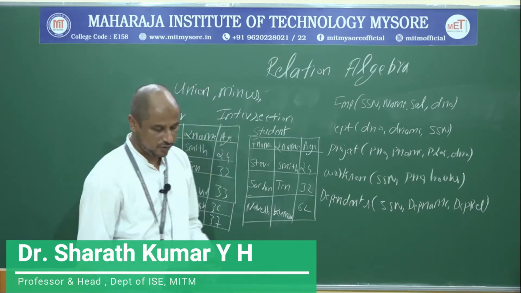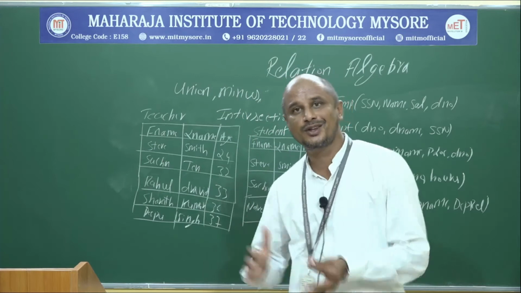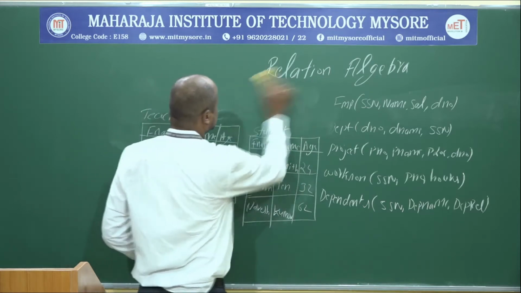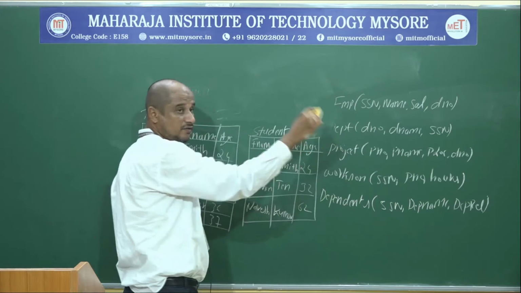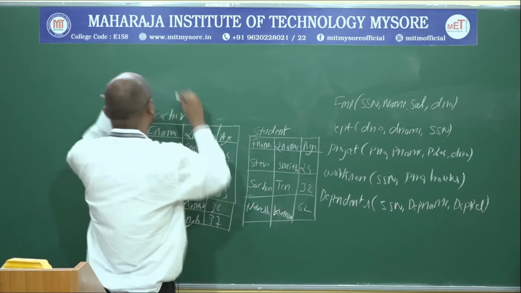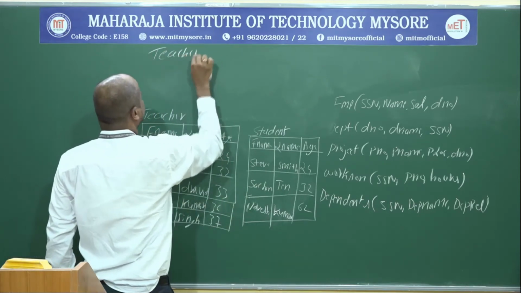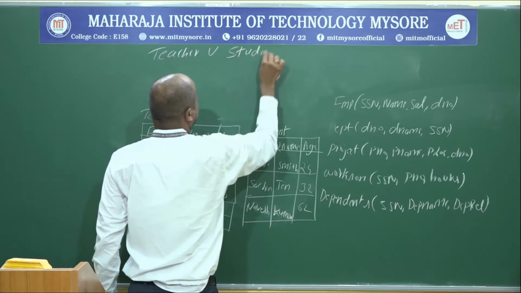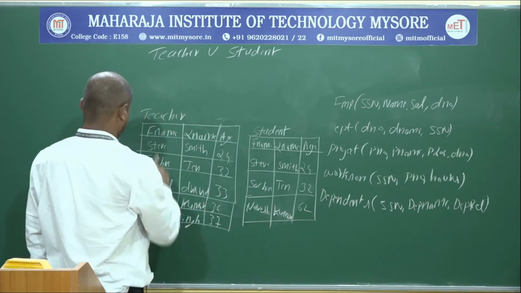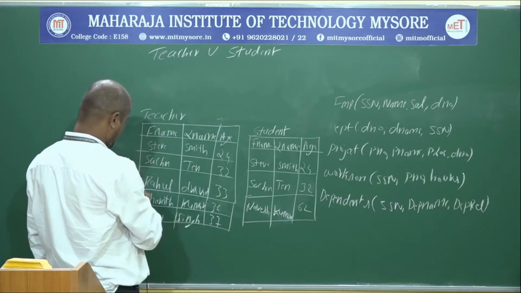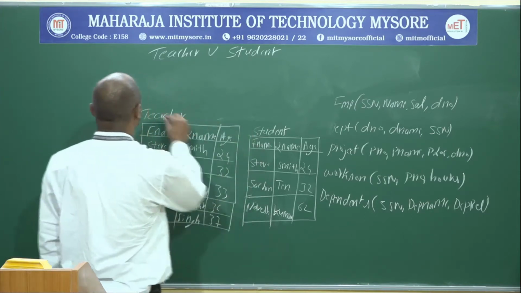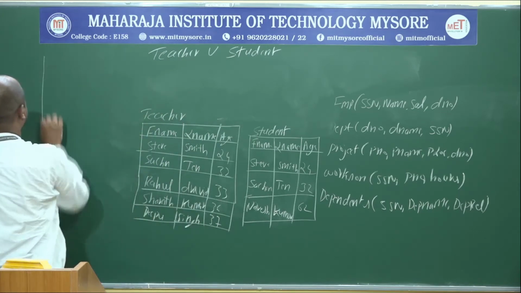So now union. What do we mean by union? Union is teacher union student. I write it here itself, because it's easy, and I want to retain this table for later. So teacher union student. If I write it like this, then Steve, Sachin, Rahul, Sharath, 1, 2, 3, 4, 5, 6 tuples will be retrieved.